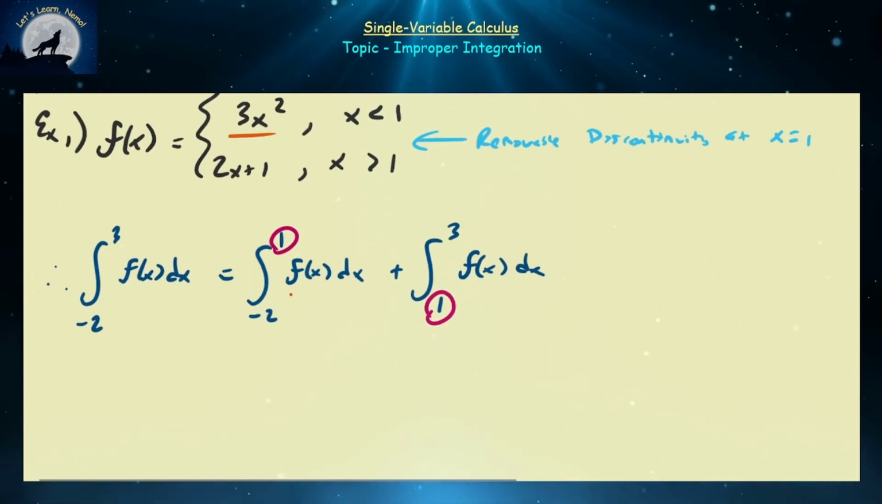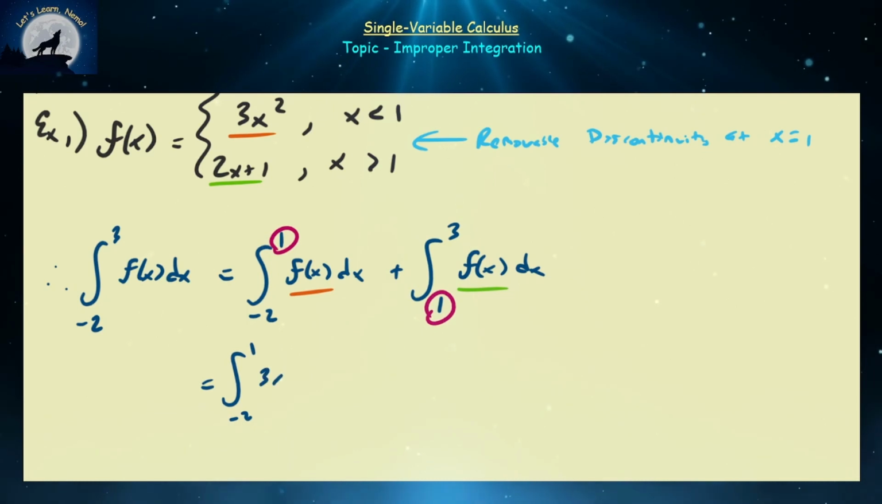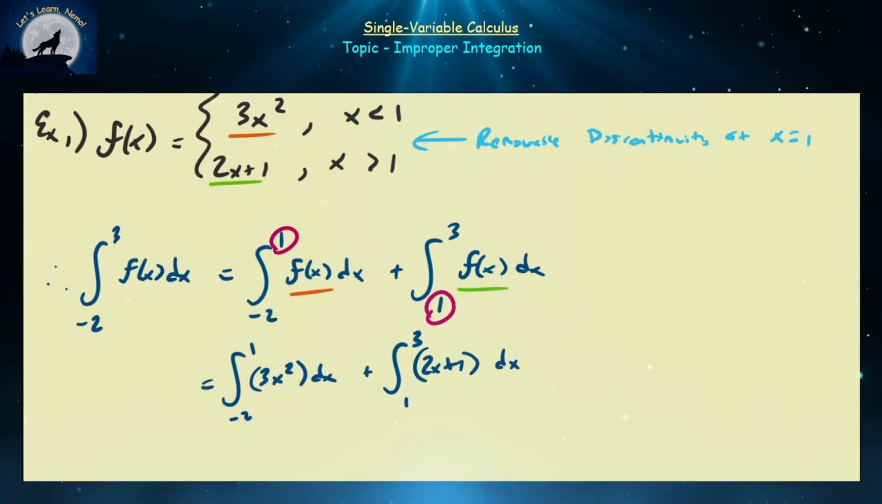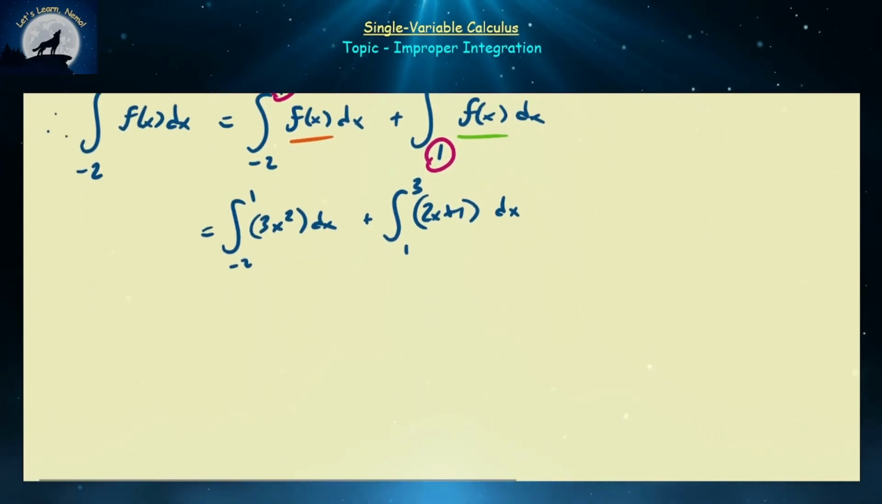Now we can use the definition of our piecewise function to evaluate this integral, because this is just going to be equal to the integral from minus 2 to 1 of 3x squared dx, and then the integral from 1 to 3 of 2x plus 1 dx. And then, since 3x squared and 2x plus 1 are continuous on their associated interval, we can apply the fundamental theorem of calculus on each of them and then add. So what is that going to be?